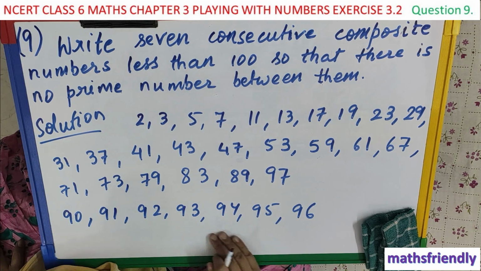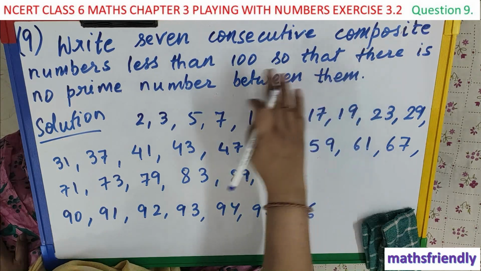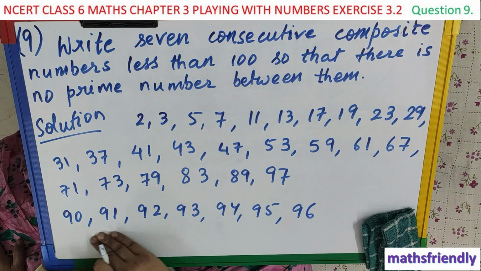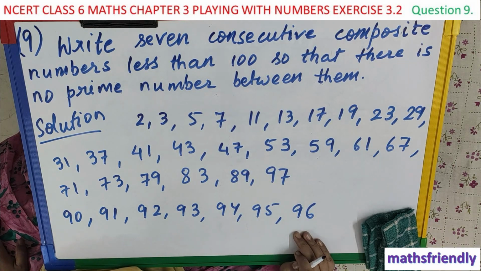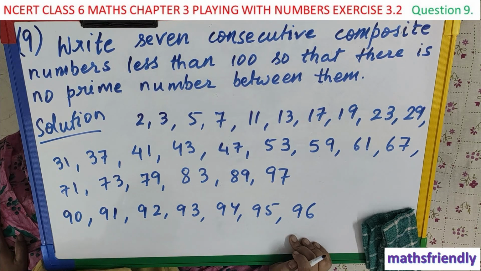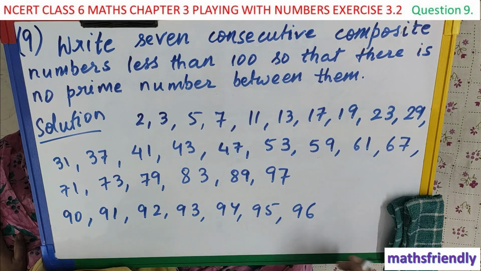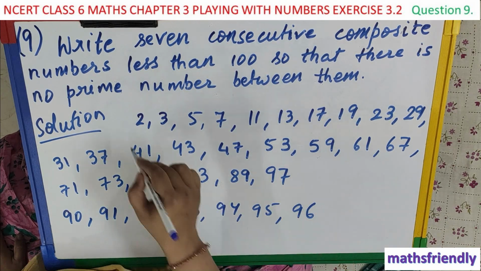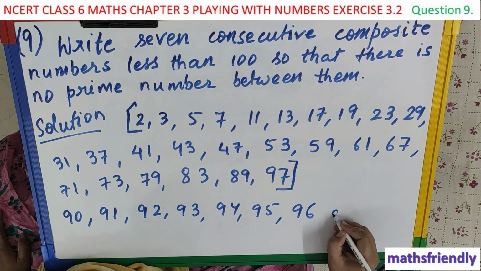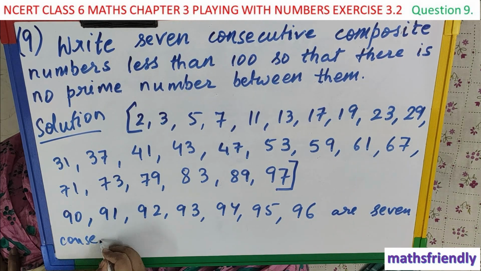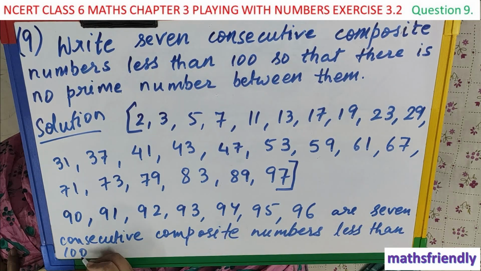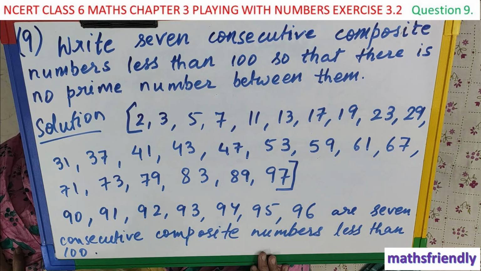Okay, so we have got the answer. Write 7 consecutive composite numbers less than 100 so that there is no prime number between them. Between these numbers there is no prime number in between. These are the 7 consecutive composite numbers less than 100. Okay, so what can we write? These are, you can take it in a bracket. Okay, and these numbers are 7 consecutive composite numbers less than 100. Okay, this is our answer.